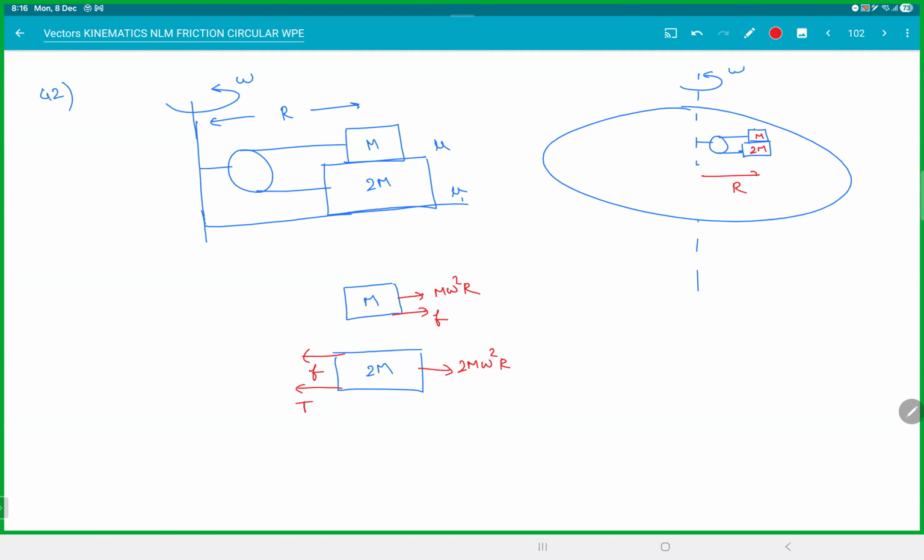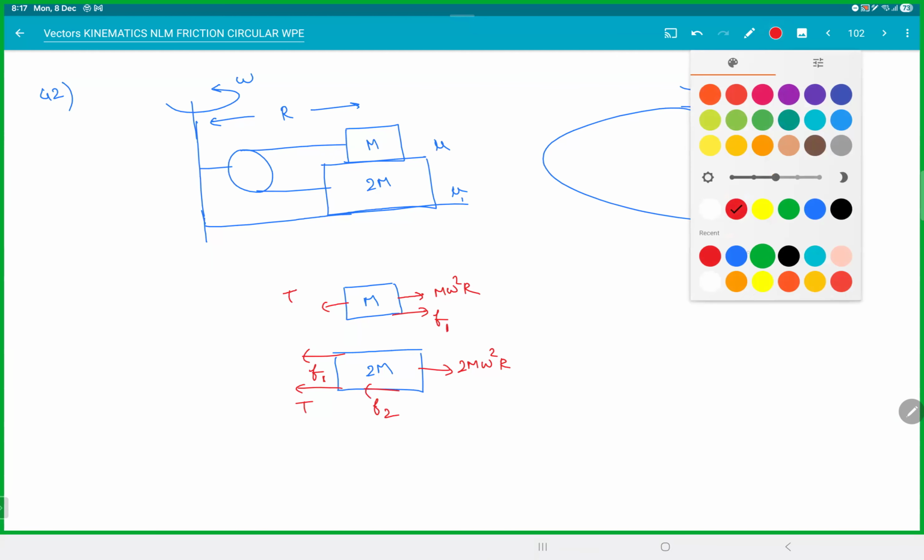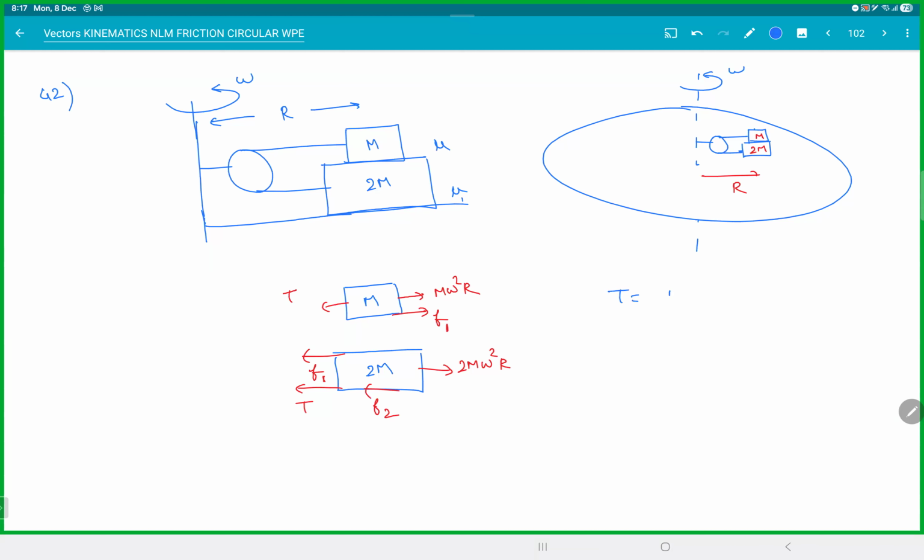And then you have tension here. Let's call it F1. One more, F2 here. And this is one more tension here. And done. Since you're asking for maximum omega, this will be M omega square plus F1. So frictions are maximum.